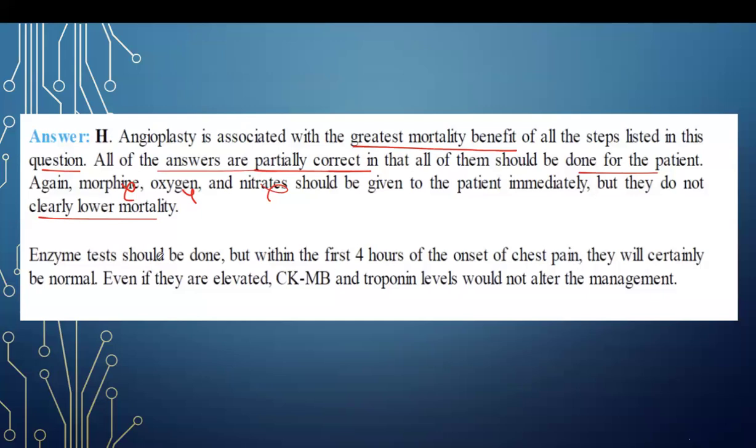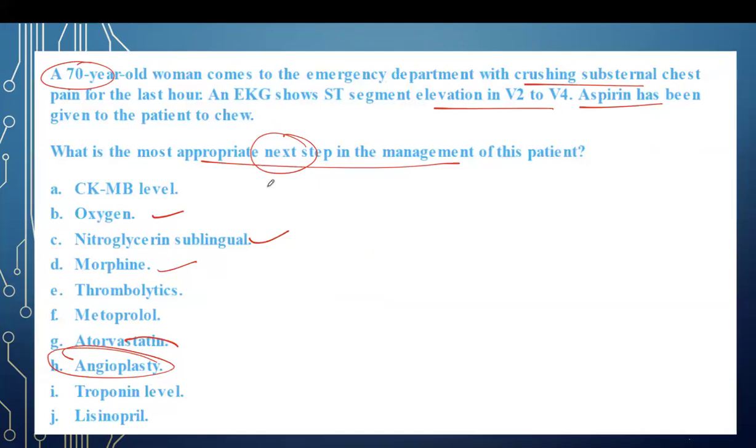So in these kind of questions where there are life-threatening options like myocardial infarction, pulmonary embolism, the option that we are going to choose is the one that's going to save the patient's life, not something which is adjunctive. Morphine is adjunctive in here. The nitrate is also adjunctive. Okay.